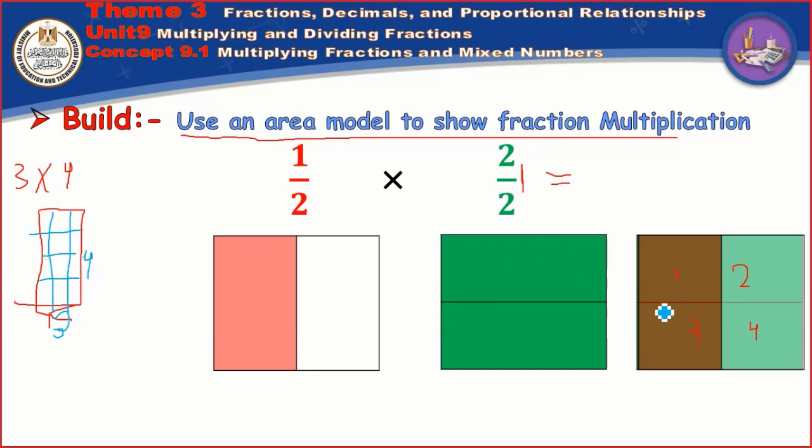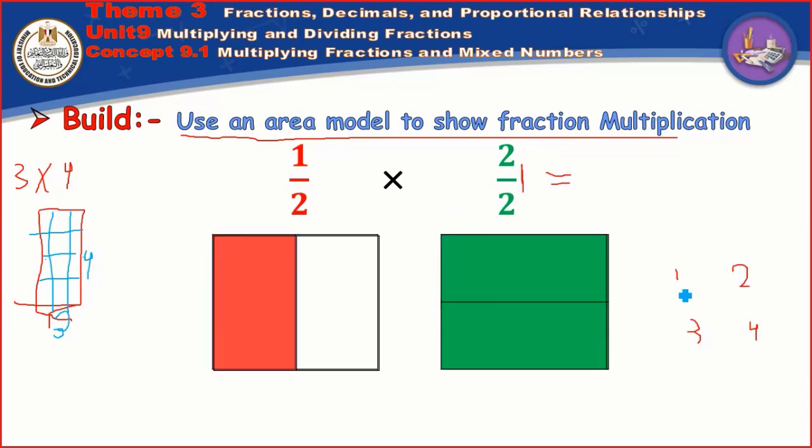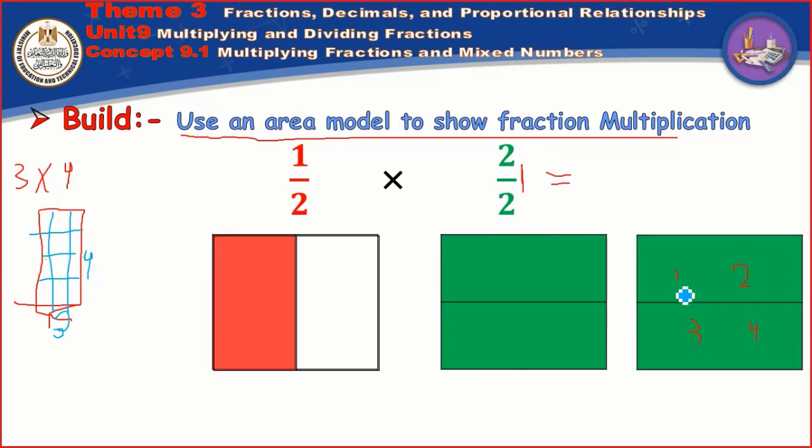The same thing in fractions. Where is the answer here? The answer is the shaded part. Let's do it again. When I put the models on each other, the answer is the dark shaded parts. How many parts? Two parts. Two parts from how many parts in all? Four. Two over four.